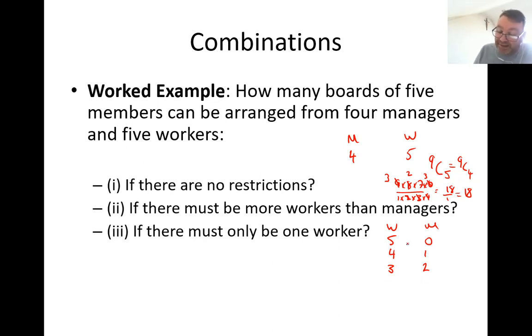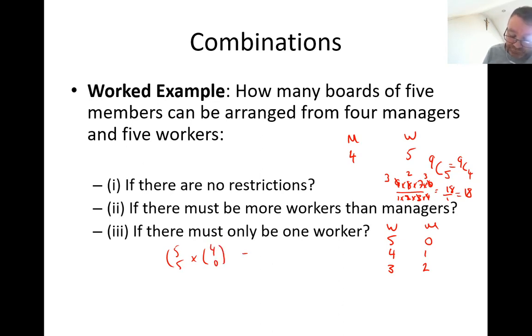So therefore, listen again. We could have 5 workers and, do you hear it? No managers. Or we could have 4 workers and 1 manager. Or we could have 3 workers and 2 managers. So let's try that out. 5C5 for the first one, and no managers, so 4C0.